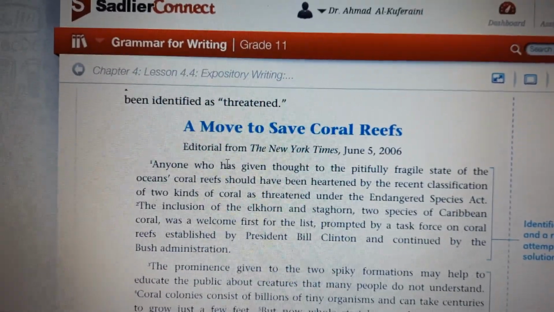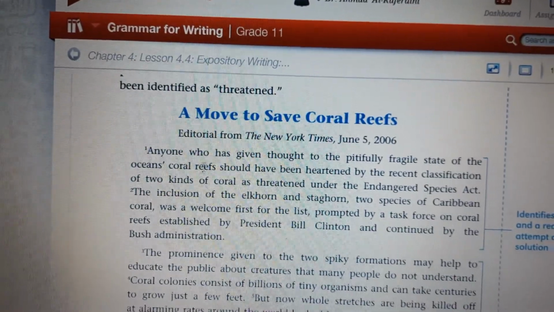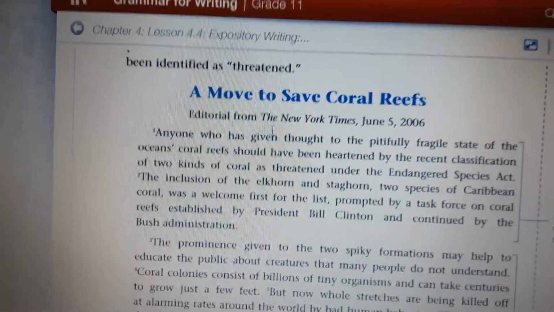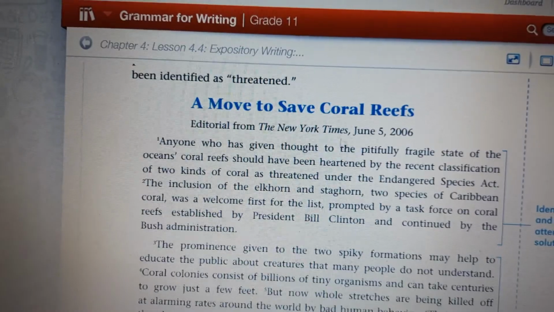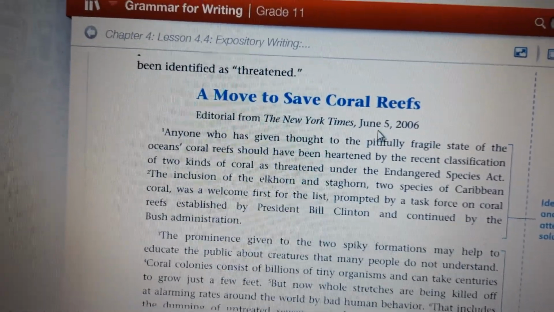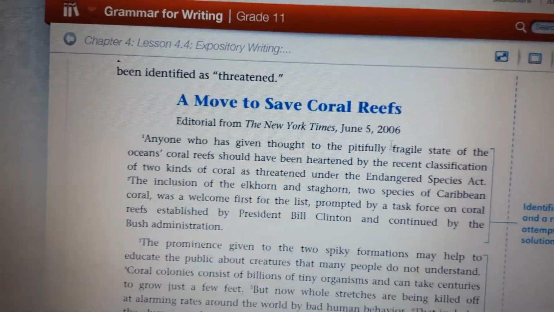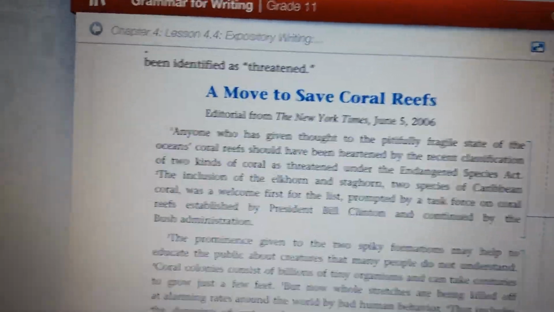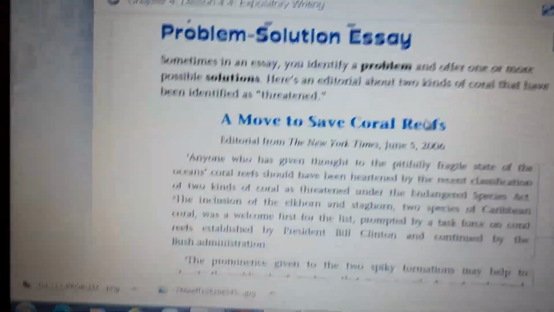this essay was written by someone from the New York Times, and it was published on June 5th, 2006. So this is some kind of threat or something.